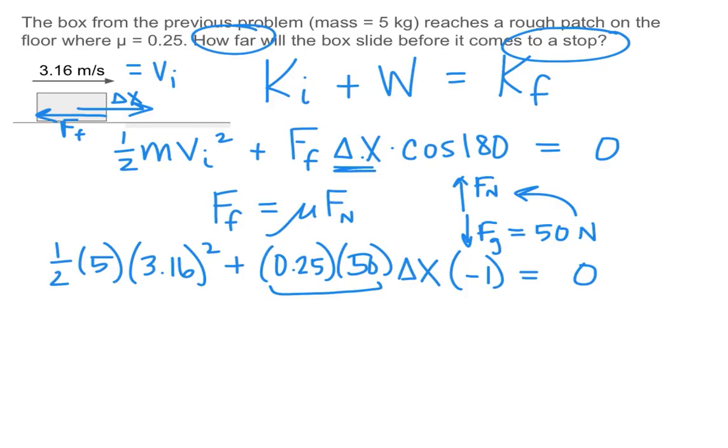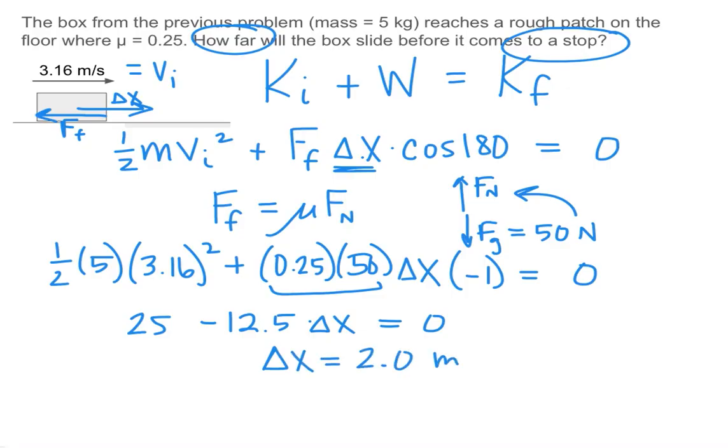Okay, so we can go through and work out this whole problem. So this, actually we had done it before, so this is 25-ish, 0.25 times 50 times -1. We could put all that together is about 12.5. And so we would bring one of those over to the other side and divide by 12.5. We get a distance of about 2 meters that this object would slide.